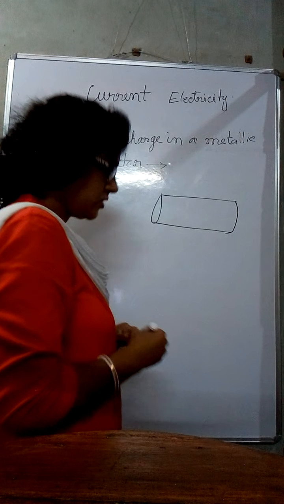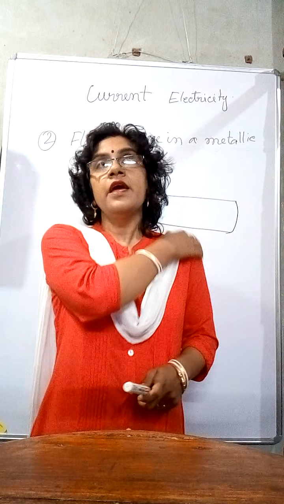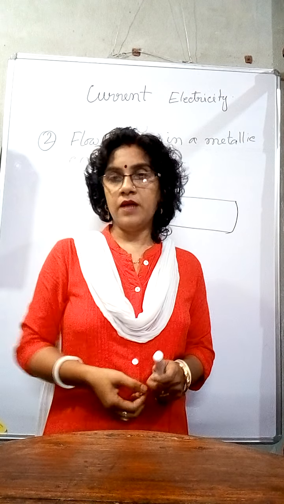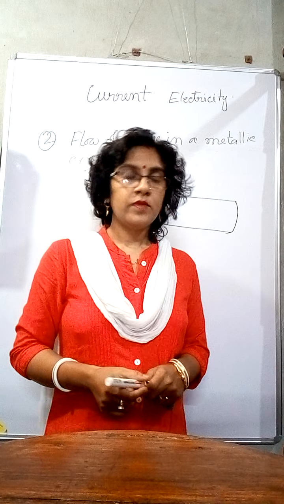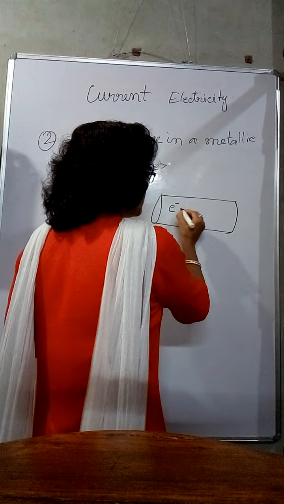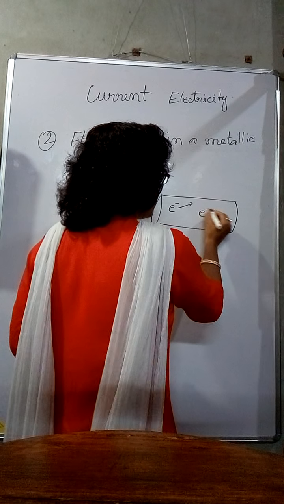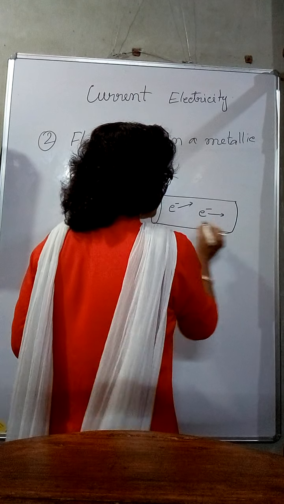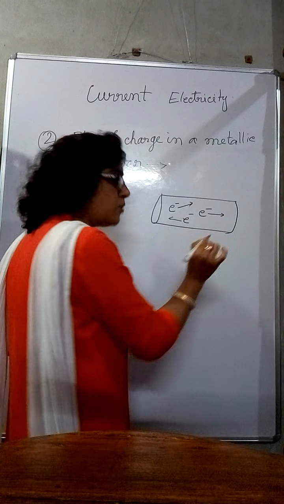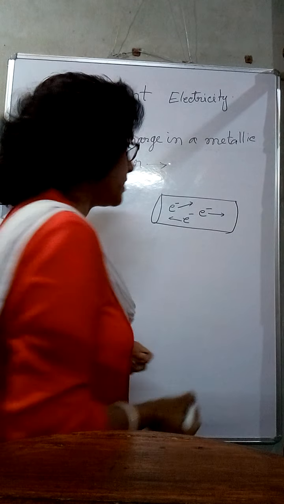In a metallic conductor, we know that lots of free electrons are there, and the electrons are moving randomly in a zigzag path throughout the conductor. So suppose the first electron is moving in that direction, another electron is moving in that direction, another electron is moving in that direction. In this way, randomly in a zigzag way, they are just moving throughout the conductor.